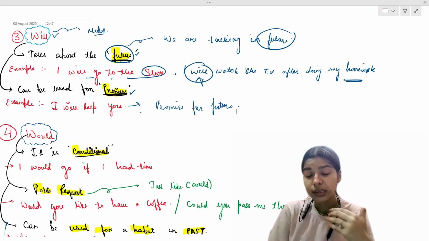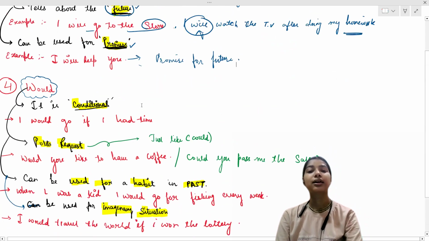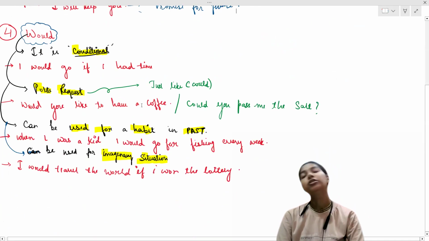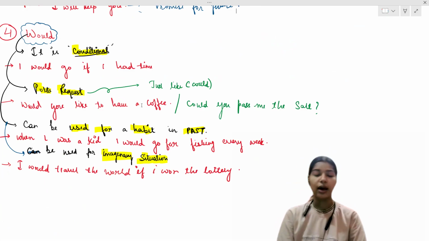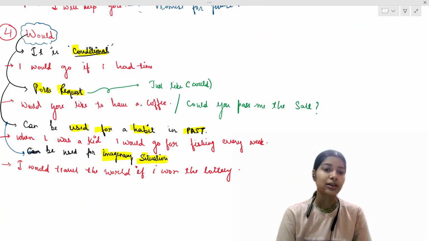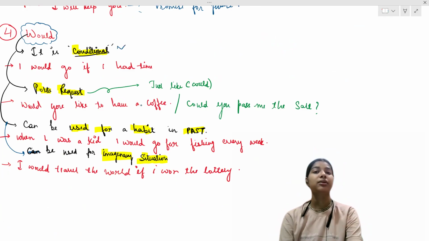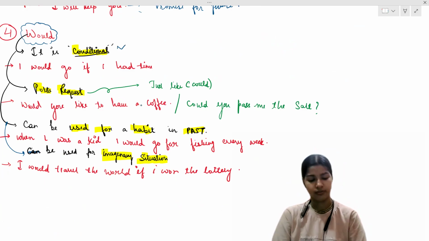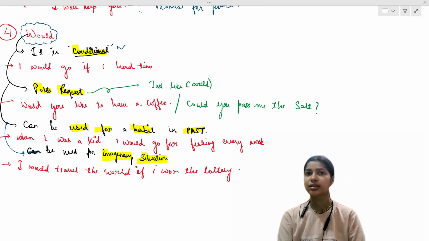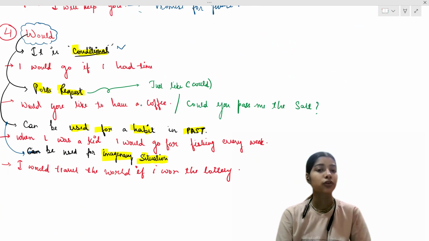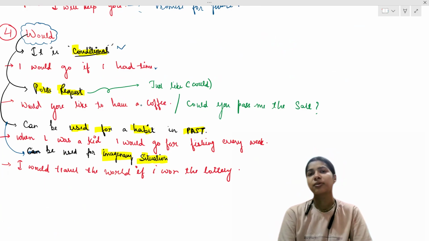Next is would. Now, since we have connected can and could, we are going to connect would and could. How? Let's see. First of all, would can be conditional. It can be condition based. Either it can be or it cannot. It is a condition that I would go if I had time. Means it is conditional.